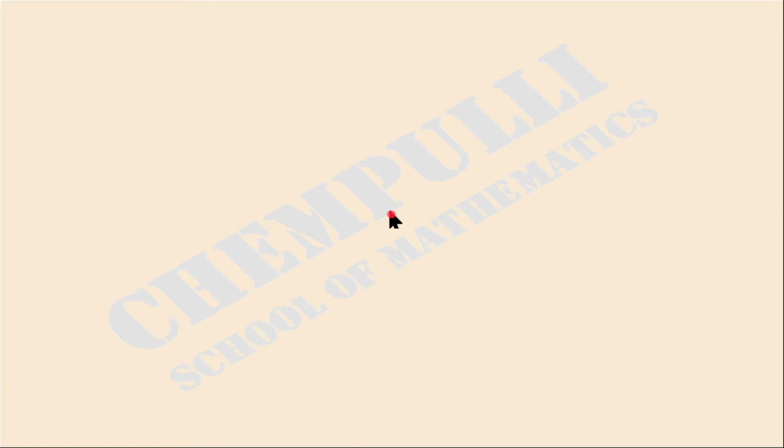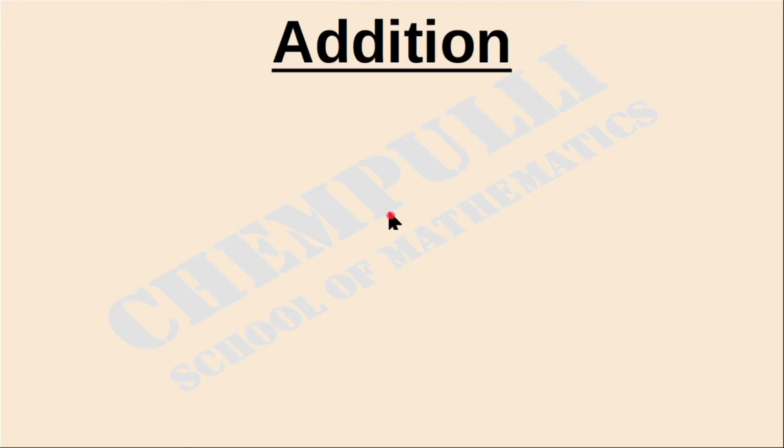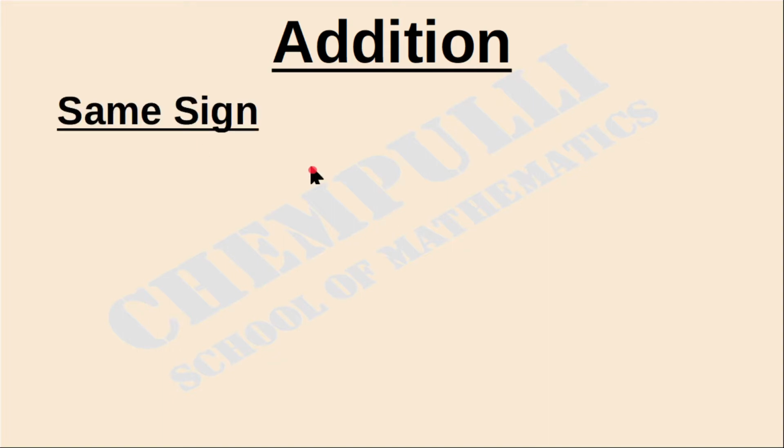Here we are going to learn addition and subtraction of integers. First we are discussing addition. Same sign, first part. First we can check what is the answer of this one. 5 plus 7. What is 5 plus 7? We know the answer is equal to 12.